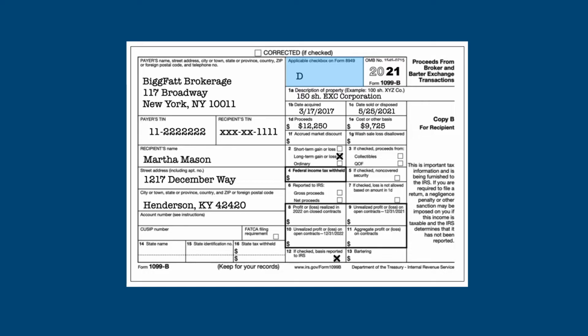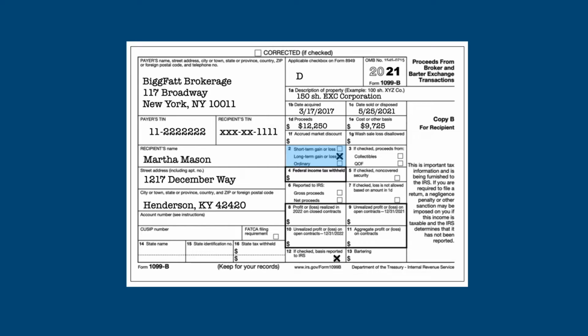Box 1 shows the details of the transaction, describing the property that was sold, the dates the property was acquired and then sold, how much money was received when the property was sold, and for all covered securities, the cost or other basis of the asset that was sold. For non-covered securities, box 1E is often blank. If you're unfamiliar with any of these terms, I urge you to click on the playlist above to understand the basics of capital gains. Box 2 indicates whether the gain was short-term or long-term.